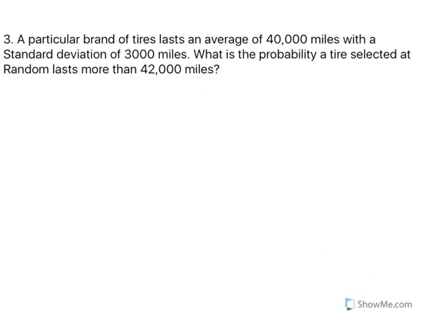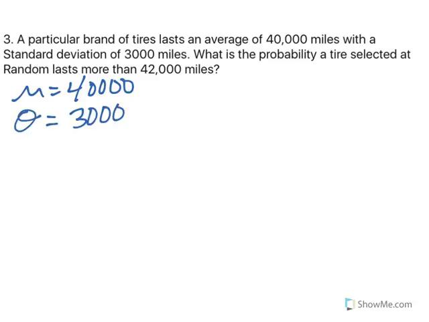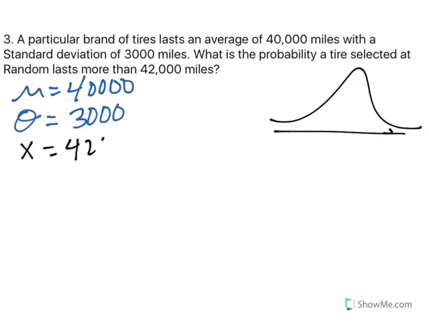All right, a particular brand of tires lasts on average 40,000 miles. So the average is 40,000 with a standard deviation of 3,000. What is the probability a tire selected at random lasts more than 42,000? Okay, so our value is 42,000. You can't answer the probability question without a z-score.